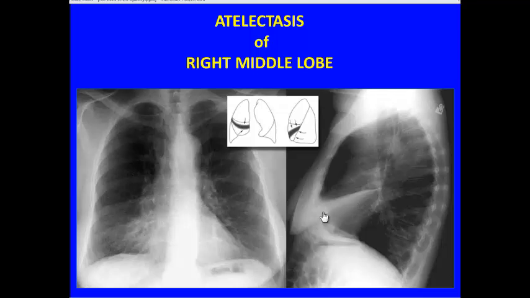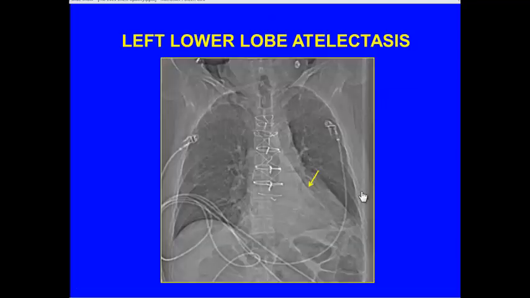The right middle lobe, because of its location and triangular shape, can give a pretty characteristic appearance on a lateral x-ray. It's easier to see that atelectasis of the middle lobe. So that atelectasis is going to be density on the chest x-ray, but the hallmark is that volume loss.